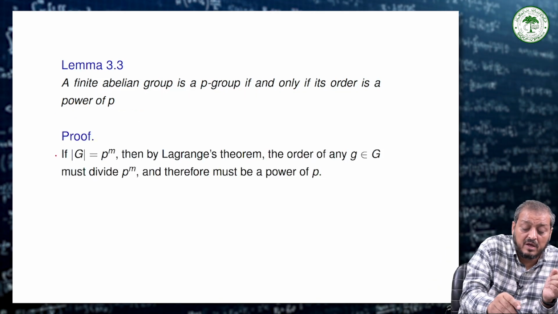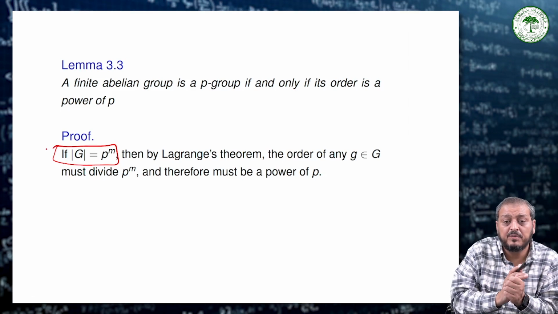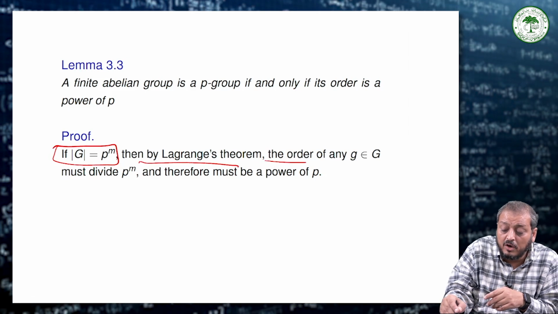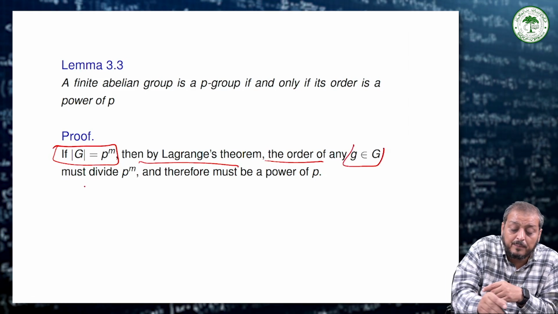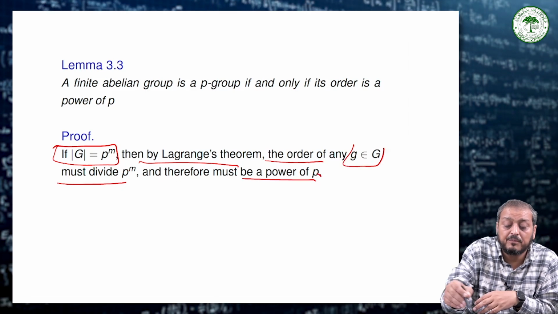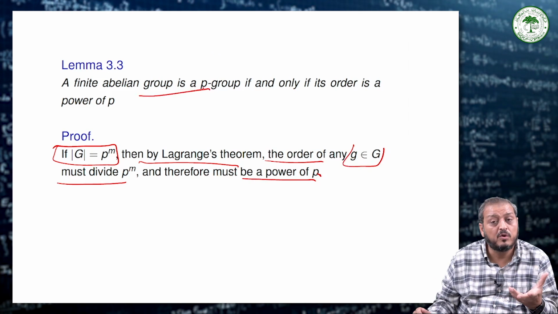Let the order of G be equal to a power of P, say P to the power m. Then by Lagrange's theorem the order of any element of G must divide P to the power m, and therefore must be a power of P. Then this must be a power of P, and then it is a P group.